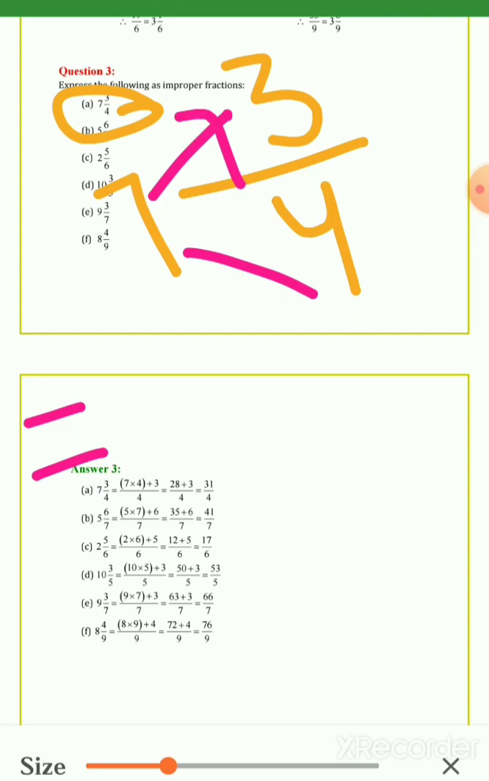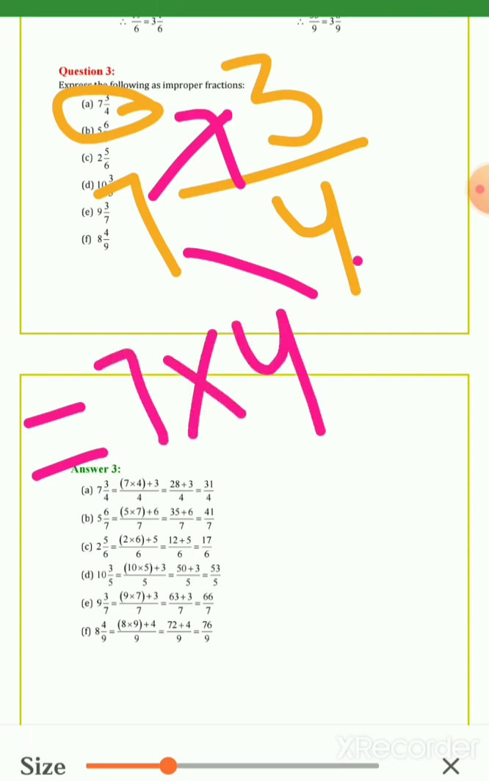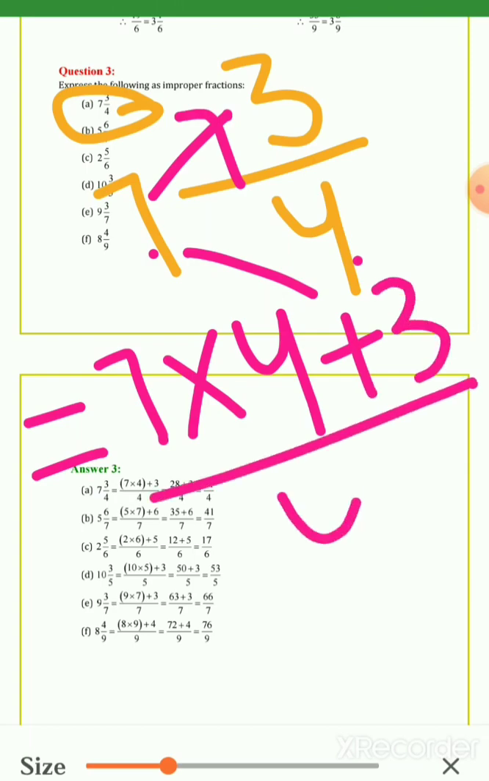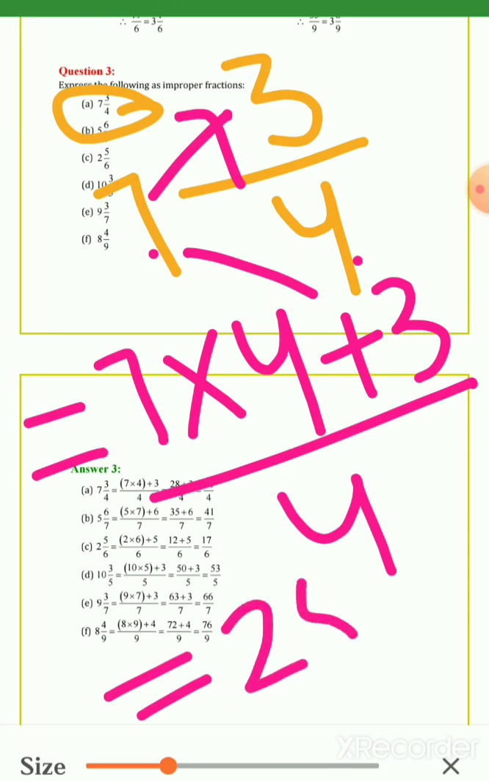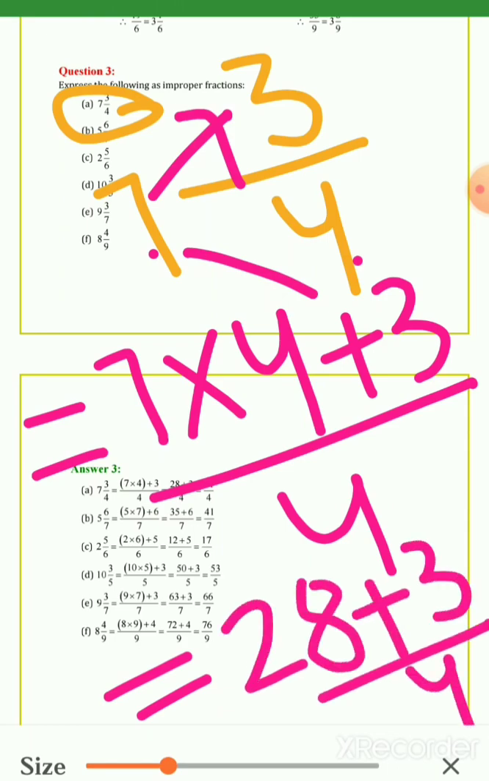Okay, right? So we have 7 multiplied by 4. 4 sevens are 28, 28 plus 3, and 4 will come down as it is. So 7 fours are 28, 28 plus 3 by 4. 28 plus 3 is 29, 30, 31. That is 31 by 4.